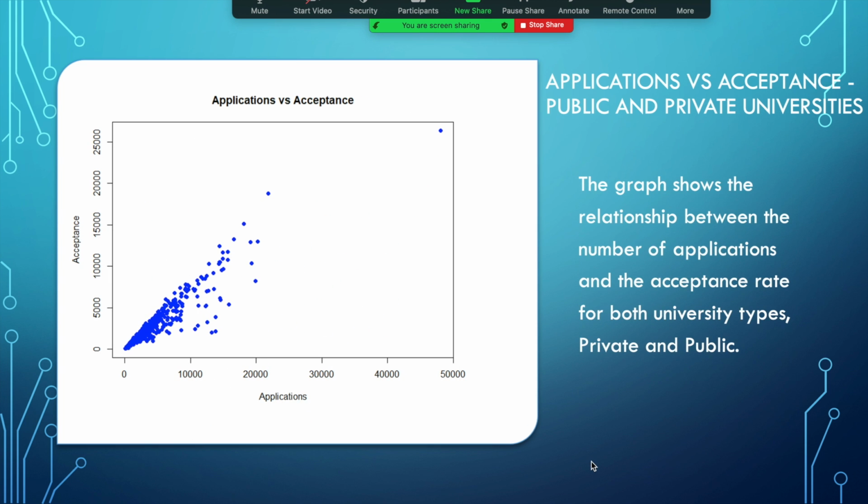This graph shows the correlation between the application rates and the acceptance rates for both public and private universities. The scatter plot shows that most universities accept only half of the applications that they receive. We can see that overall, the university's application to acceptance rate is proportional, meaning as the amount of applications gets higher, so does the acceptance rate. The single top right dot represents a university that has about 50,000 applications and only about 25,000 acceptances.